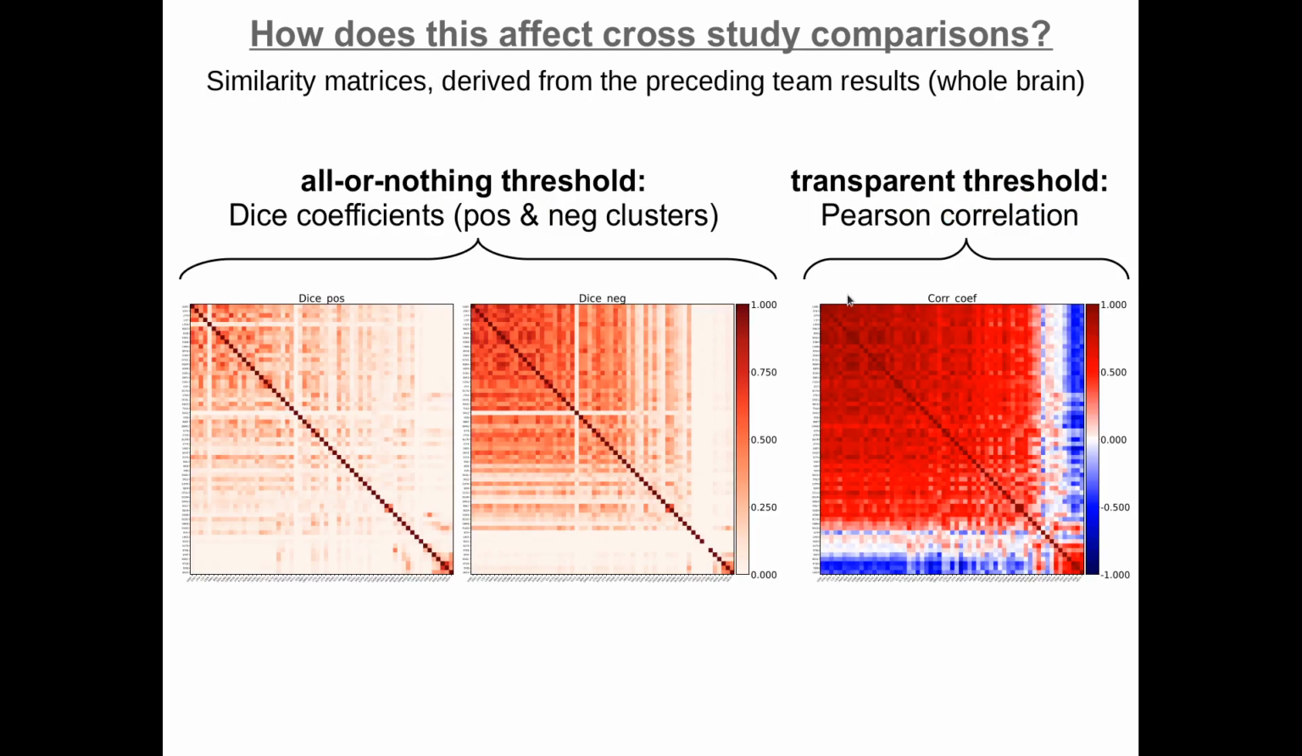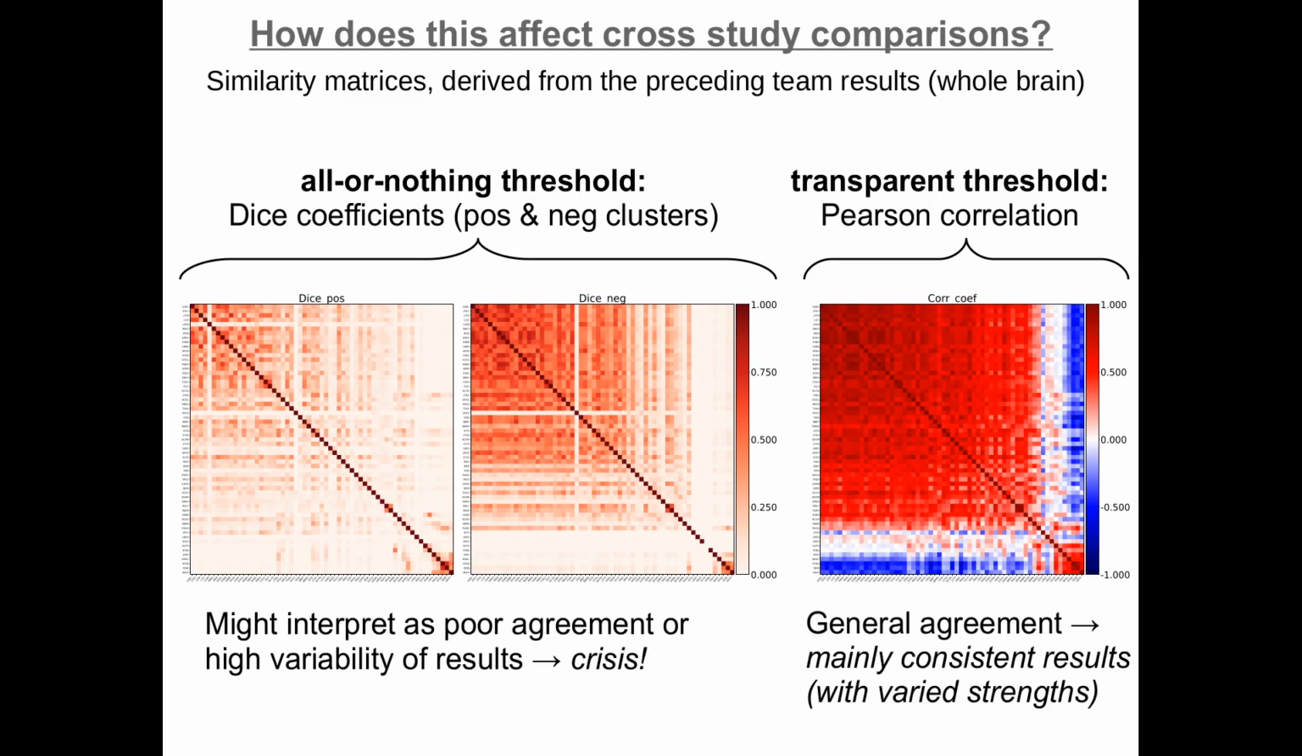And is having a huge amount of agreement, but with a slightly different magnitude of response effect estimate different? Is that unexpected? Is that a variability crisis? I don't think so. And also, remember, some people will say, well, the NARPS study wasn't about the whole brain, it was about specific hypotheses.